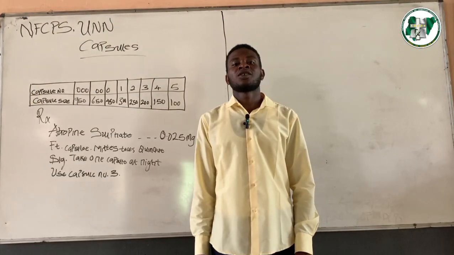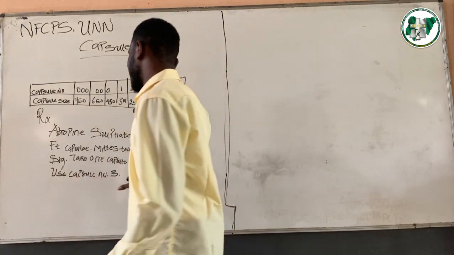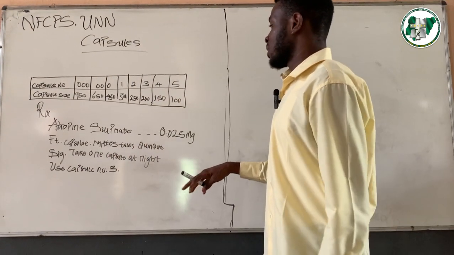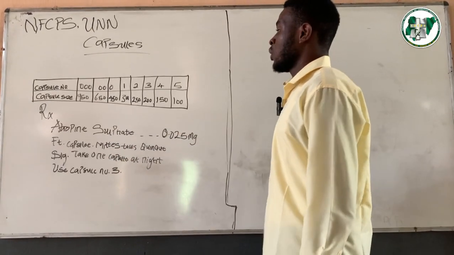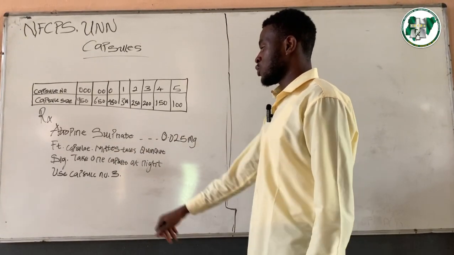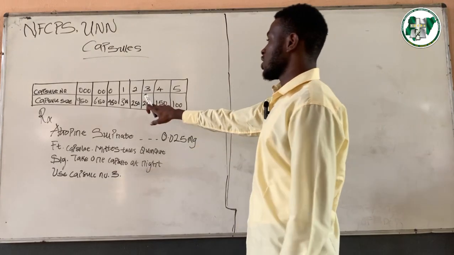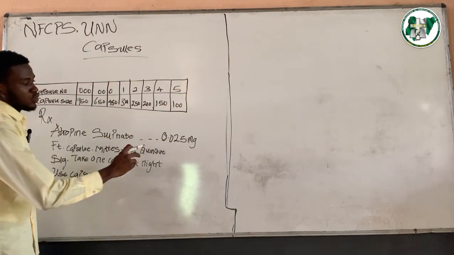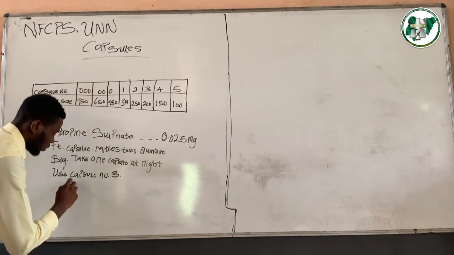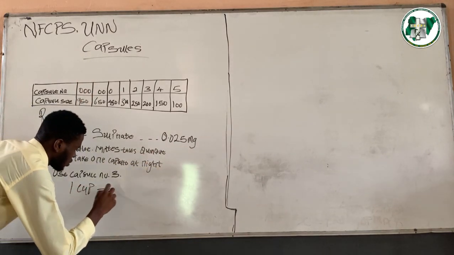For this question, we are going to be sending 5 capsules. This is the interpretation of these Latin abbreviations here. We're going to be using capsule number 3, which means 200 milligram. For the first capsule, one capsule should contain 0.025 milligram.